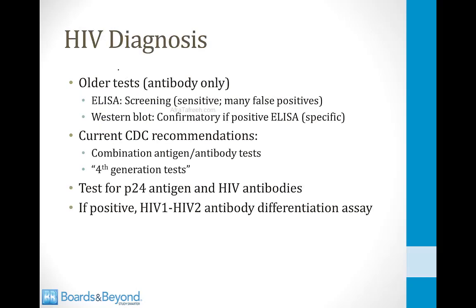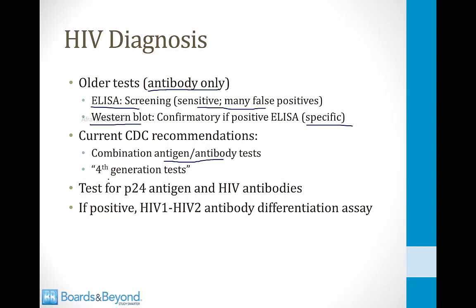Let's talk about how you make a diagnosis of HIV. The old method of doing this was to use what are known as antibody-only tests. This would involve a screening test known as an ELISA test. This was sensitive but had many false positives. It was used to detect the presence of HIV antibodies. If the ELISA test was positive, a Western blot test was done for confirmation. This was a more specific test. CDC recommendations have changed, and the new recommendations advise using combination antigen-antibody tests.